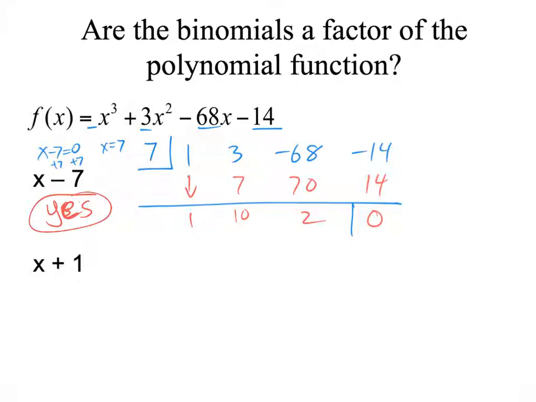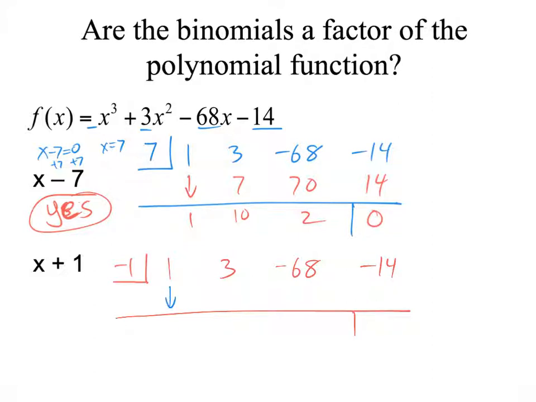Same idea, except for this one, we want to use negative 1. Just remember, you always do the opposite, because really what you're doing is if you set this equal to 0 and solve it, you get negative 1. Okay, so put the same numbers, 1, 3, negative 68, and negative 14. Same numbers as before, because we're using the same function.